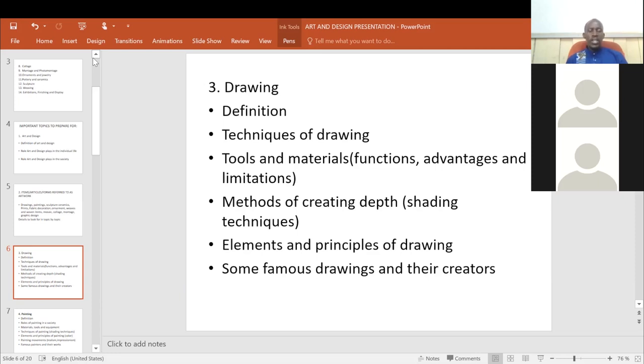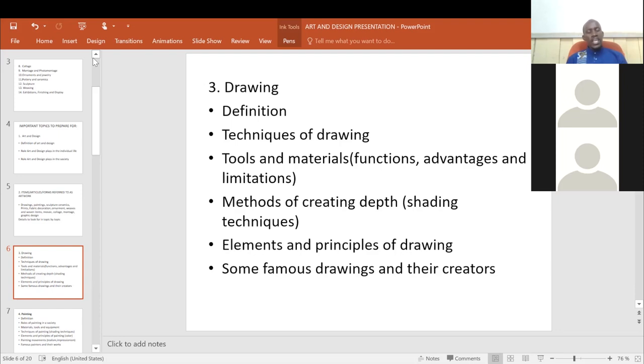The procedures, or rather the stages of drawing, are: one, you need to make sketches. The learners must be able to understand and make sketches. Then from the sketches, we have drawing as a study. The process of making the sketches forms part of the study; we draw to study. And then lastly, we have drawing as a complete work, doing the finished work.